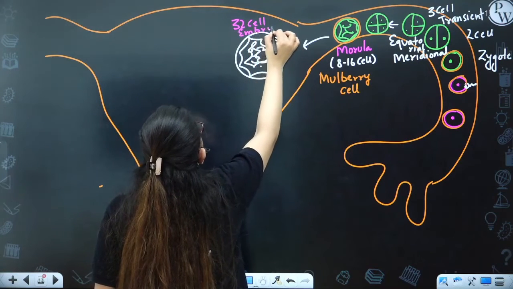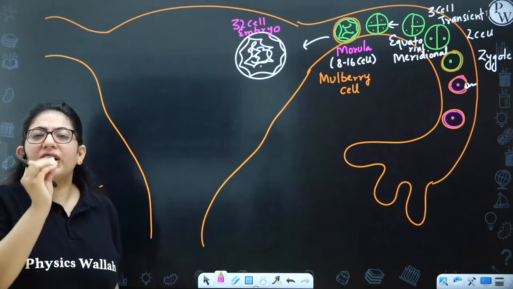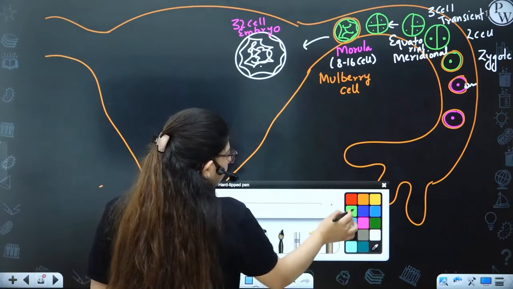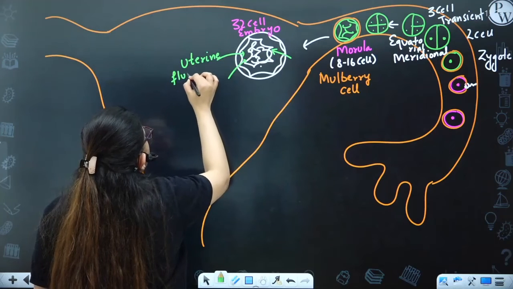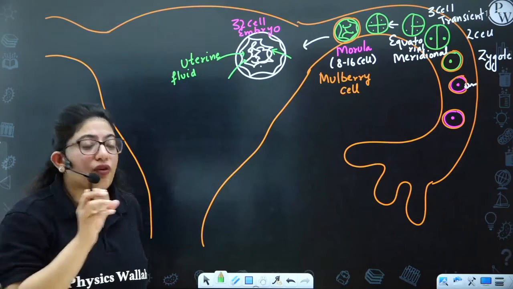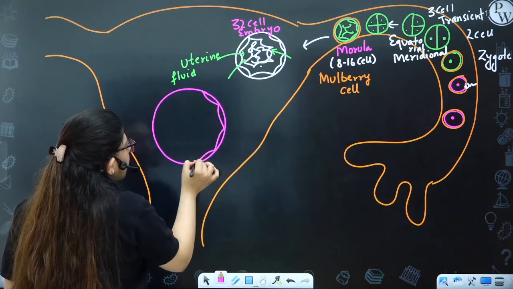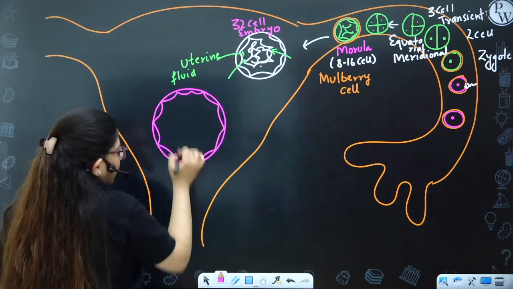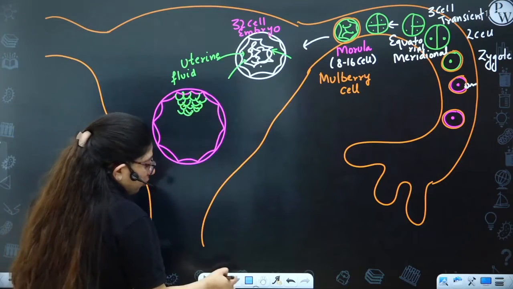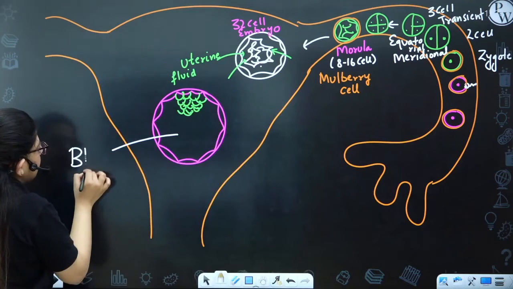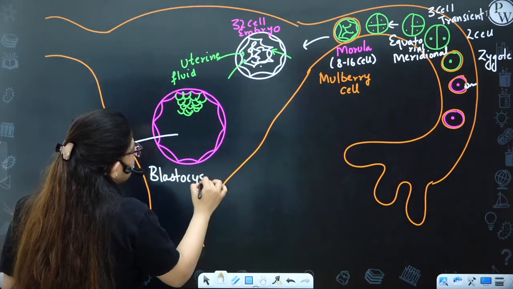Now, what will happen? Since the uterus has a lot of glands, the endometrium is glandular, and a lot of fluid will enter inside it. Uterine fluid is entering here, and this will lead to the formation of a cavity. The embryo will contain an outer layer of cells, and all the cells, due to formation of the cavity, will go to one place and accumulate here. This cavity formed is known as blastocele. So this cavity is blastocele, and the structure is known as blastocyst or blastula.